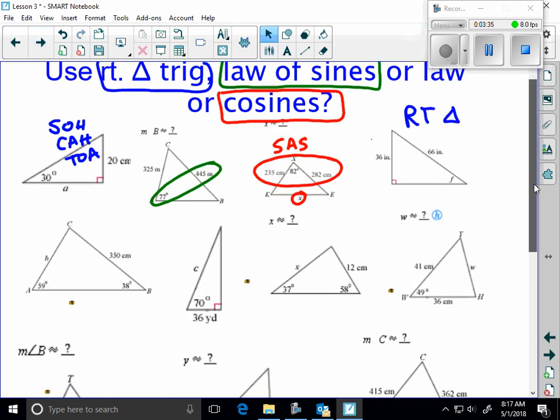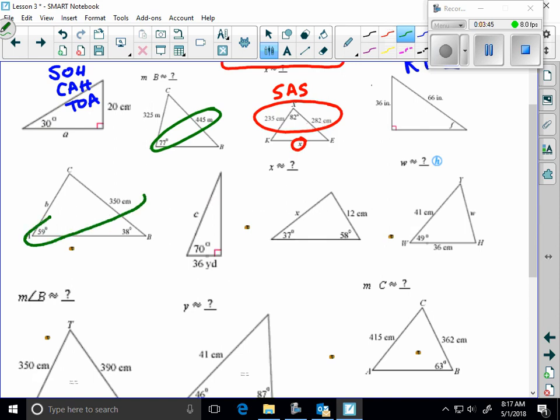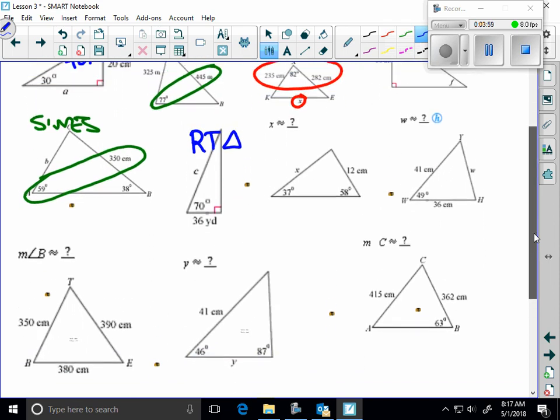Okay, let's keep moving. Law of sines or law of cosines here? Law of sines, I have a side angle pair. So I'd use law of sines here. Next, I see a right triangle. I'm going to do all right triangles, right triangle trig. Let's see what other right triangles I have down here. I have no other right triangles.